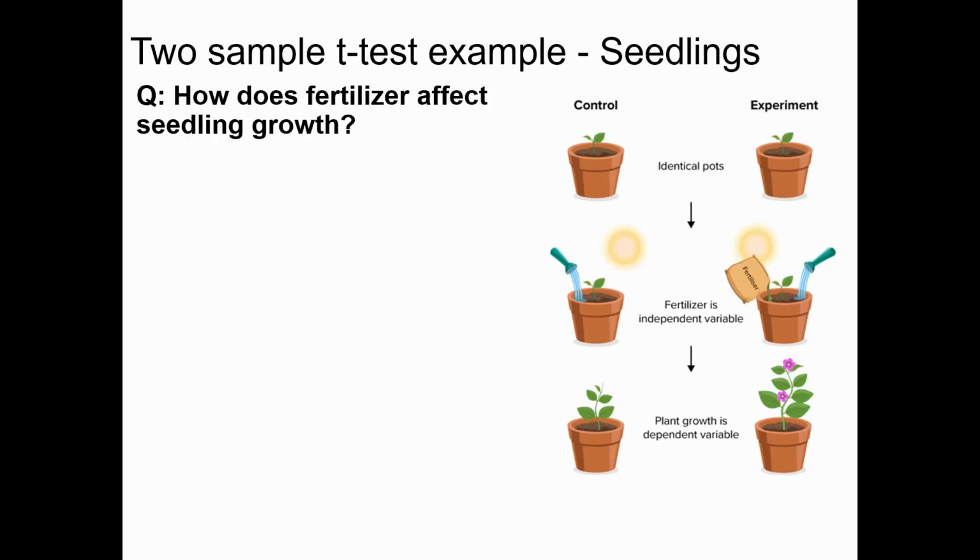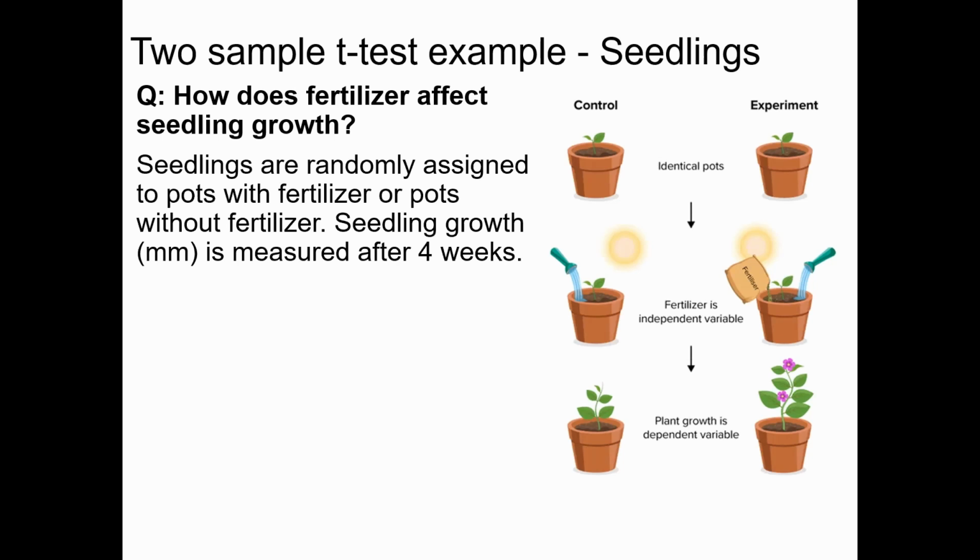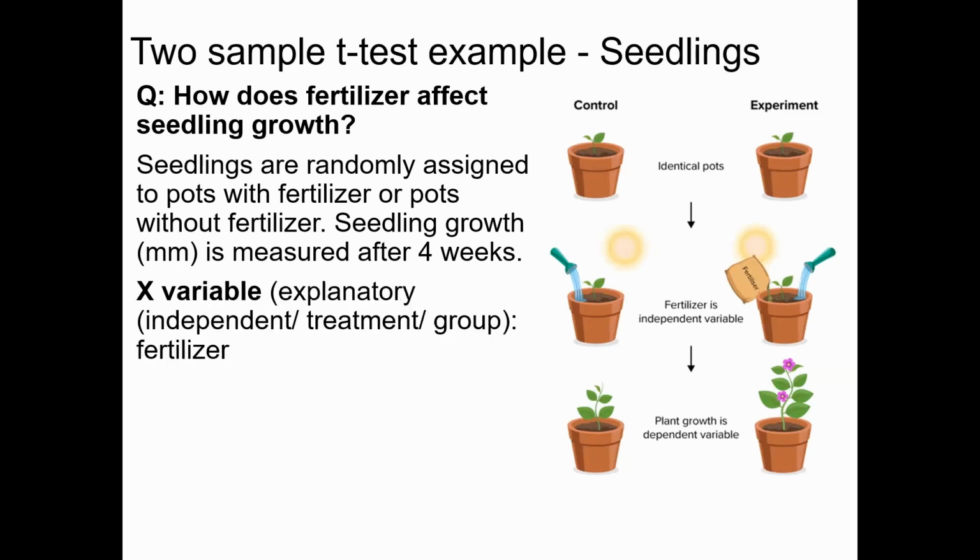You could start by having a control and an experiment in which you put seedlings. To your control, you don't add fertilizer, and to your experimental pots, you do add fertilizer. Your question might be very simply, how does fertilizer affect seedling growth? The seedlings could be randomly assigned to pots with fertilizer or pots without fertilizer. Seedling growth in millimeters is measured after 4 weeks. The X variable, your explanatory variable, otherwise known as the independent or treatment or group variable, is fertilizer, right? And your 2 levels are fertilizer, yes, no.